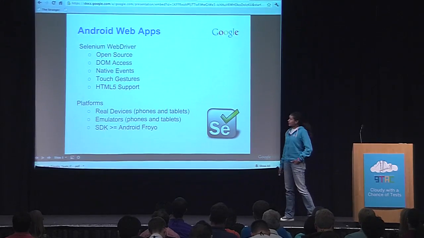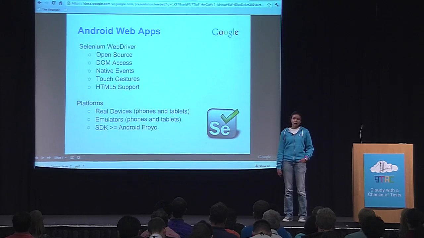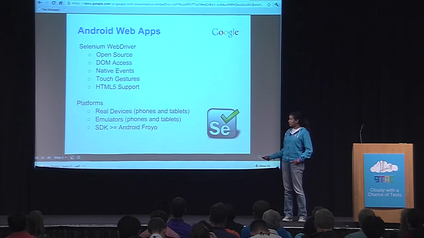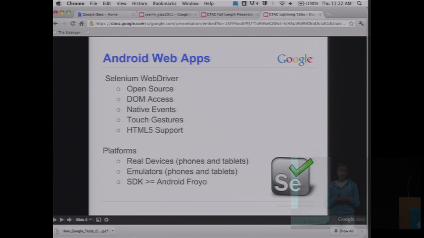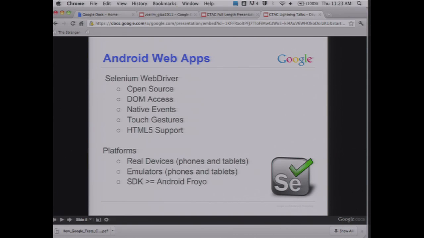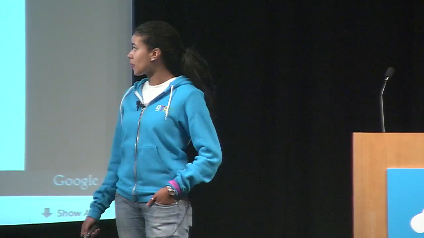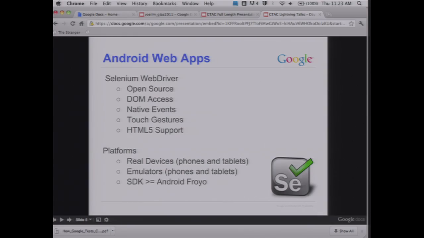For web applications, we use Selenium WebDriver, which has an Android implementation. And the nice thing about it is that we also support native events when we interact with the DOM. So this means that any user interaction, like any touch action that you send to interact with your web application, is going to use native key and touch events. So we don't substitute that with JavaScript to interact with the web application. We also have HTML5 support.